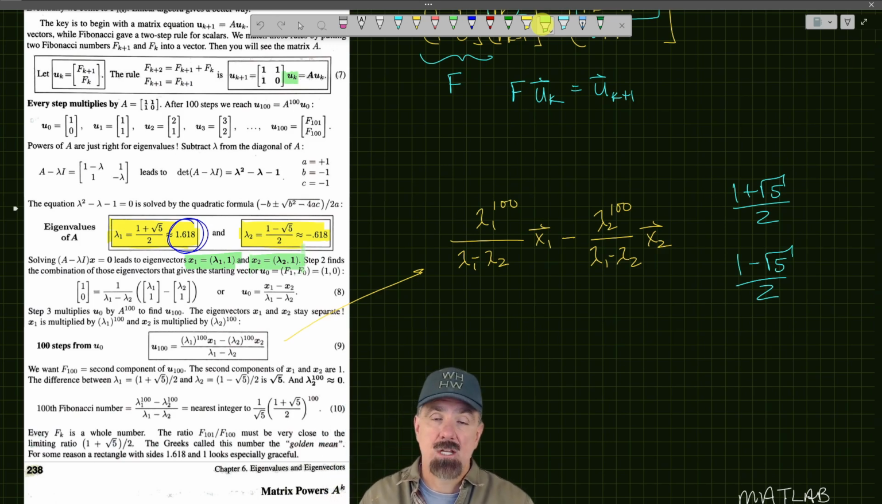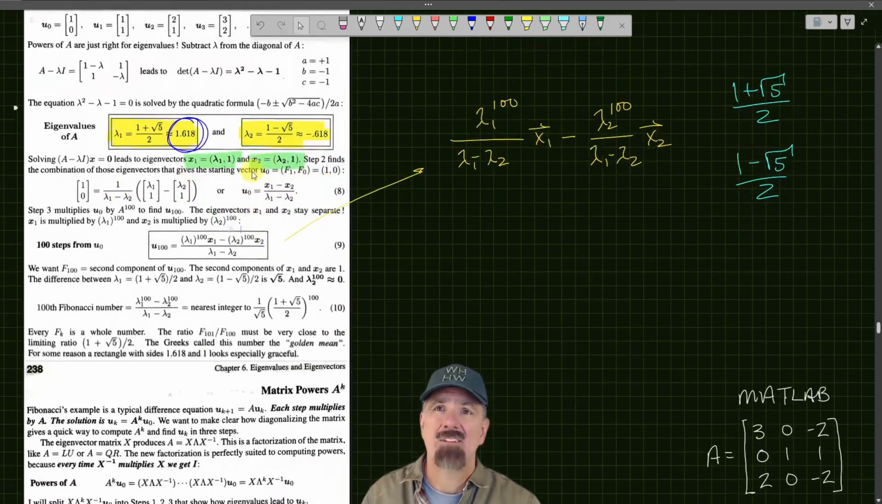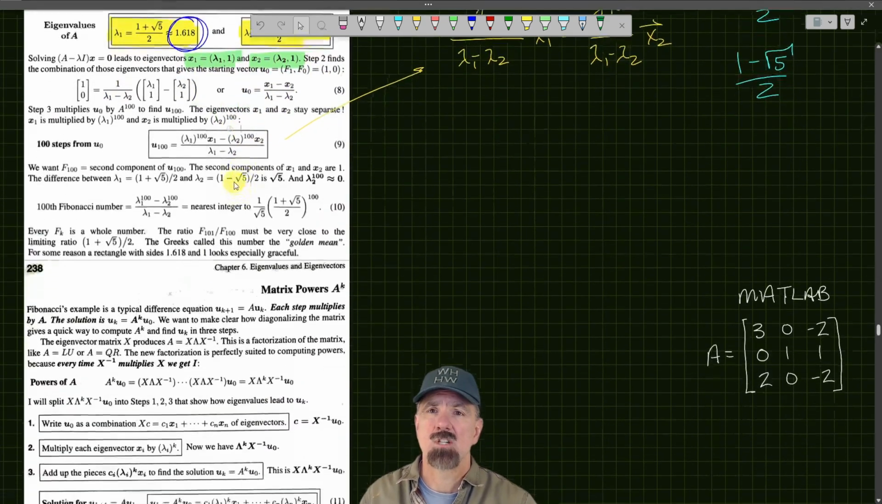And we can generate the Fibonacci numbers without having to do matrix multiplication. So we can easily find these values without having to do all of the matrix multiplication.